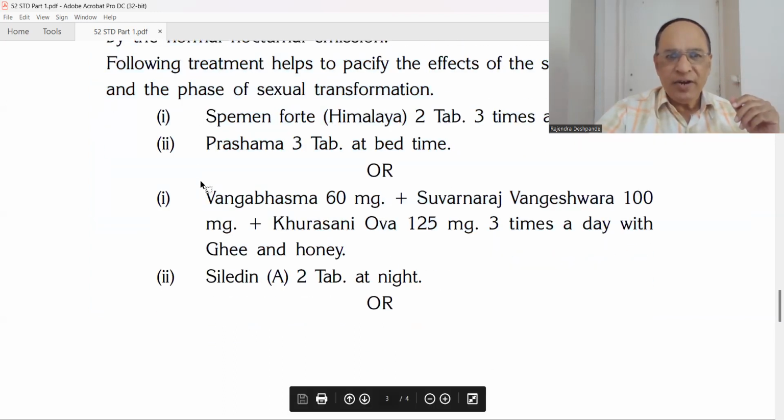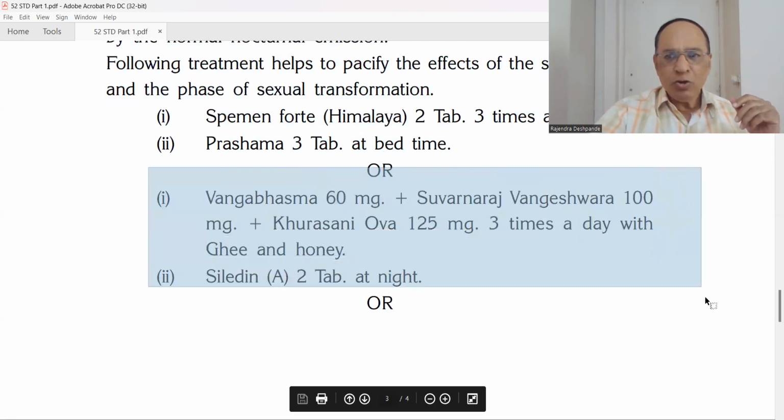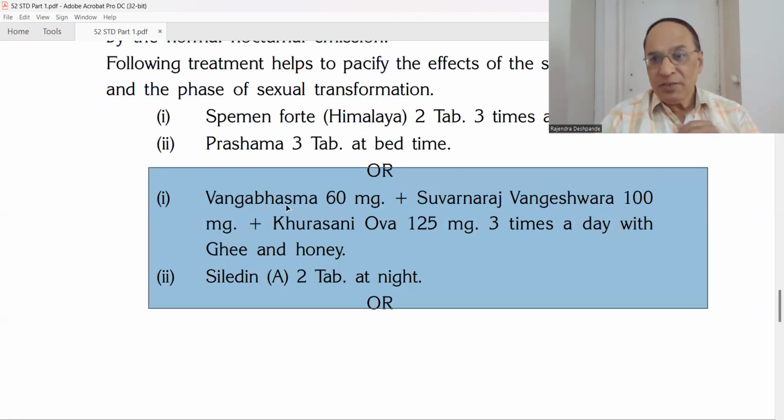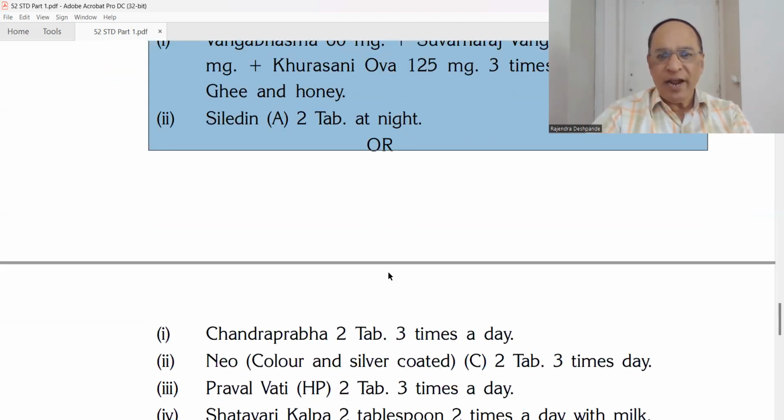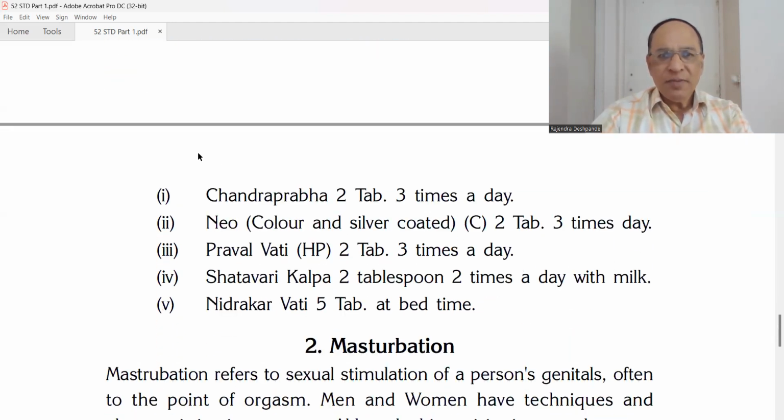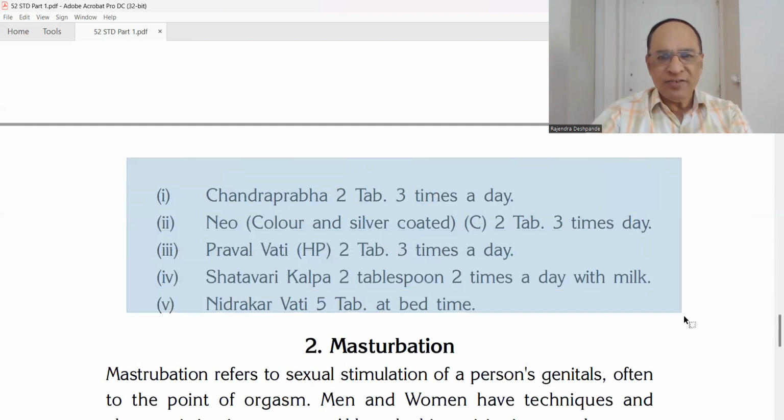Another prescription, my dear friends, for this nocturnal emission: Vangabhasma is the best one to control the testosterone hormone, 60 milligram, plus Swarnaraja Vangeshwara 100 milligram. Kurasani Ova for mental tranquility and distress, 125 milligram 3 times in a day with ghee and honey. These are the catalysts. And there is the Allersin company Siledine tablet, again anti-stress to tranquil the mind, 2 tablets at night.